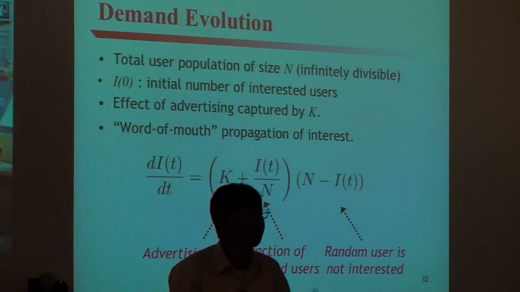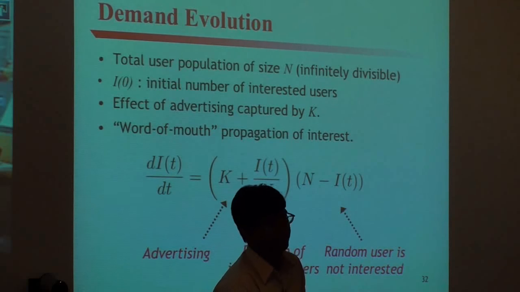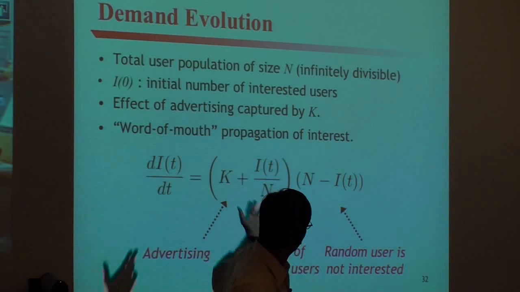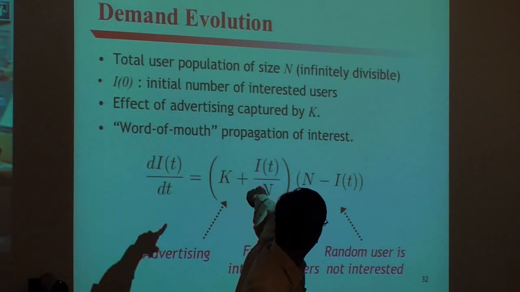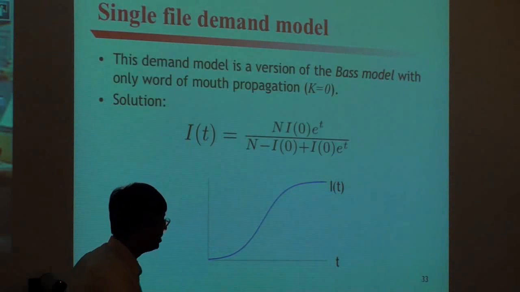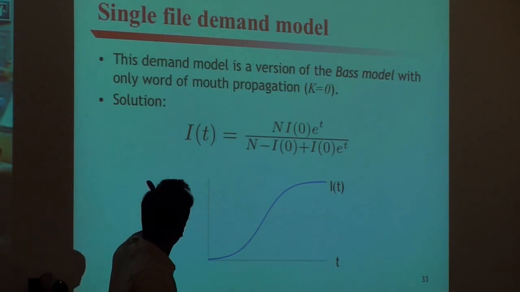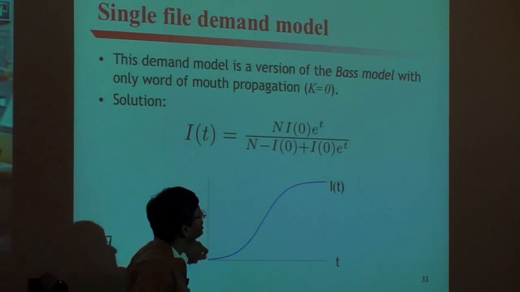Now very often in things like YouTube videos, for example, there isn't very much of an advertising effect. It's by and large viral. So for a file distribution of this kind, we're going to drop the advertising and look essentially only at the viral propagation, although the results which I'm going to talk about essentially hold for the advertising as well. So we can solve the differential equation explicitly.